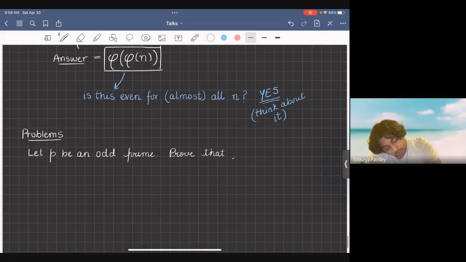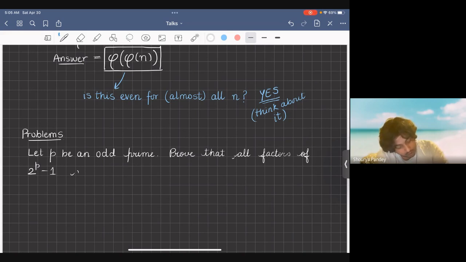all factors of 2 to the p minus 1 are congruent to 1 mod 2p.